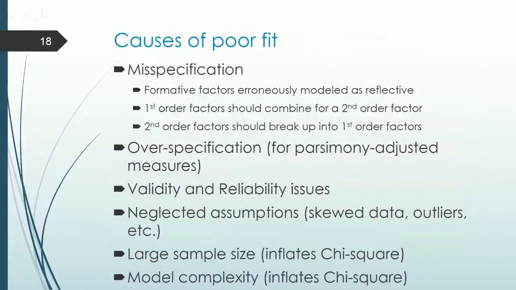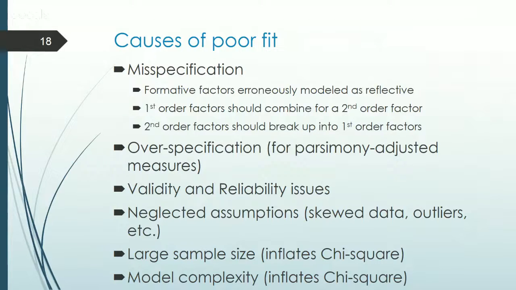Causes of poor fit. We talked about this a little bit. Let me emphasize a few points we missed. Misspecification. That's a very big cause of poor fit. If you're trying to model a formative factor reflectively, you will have poor fit. Or if you have several first-order factors that really ought to combine into a second-order factor, you'll have poor fit. Or a second-order factor that really ought to be broken up, you'll have poor fit. Overspecification, like when you add a bunch of covariance arrows between errors, that's overspecifying.